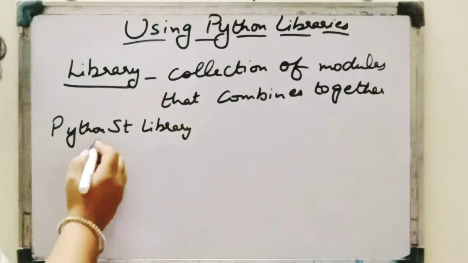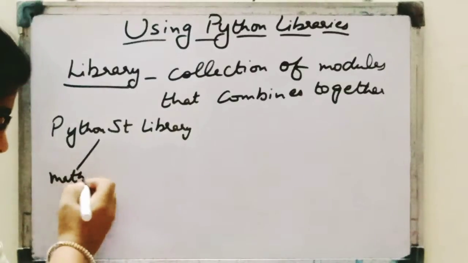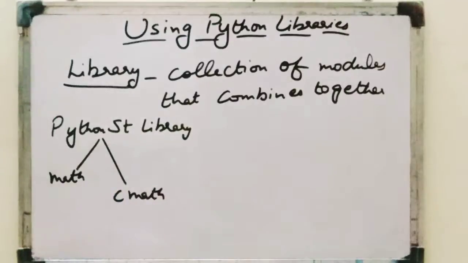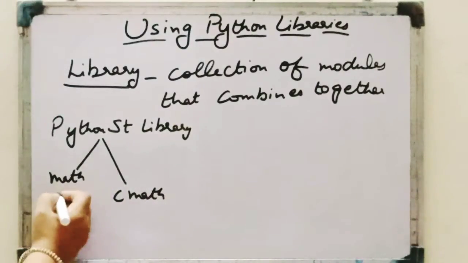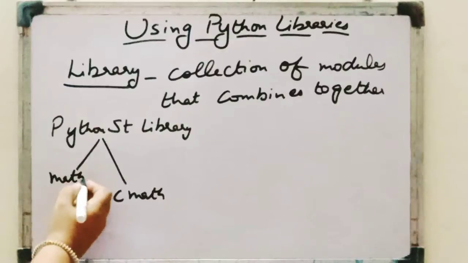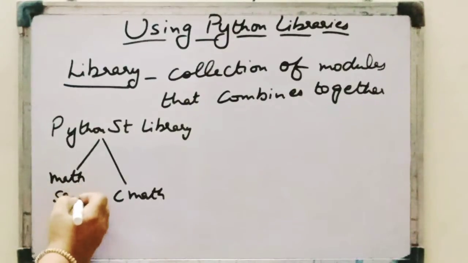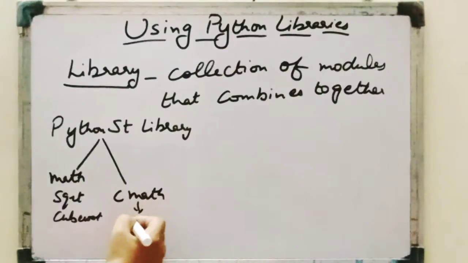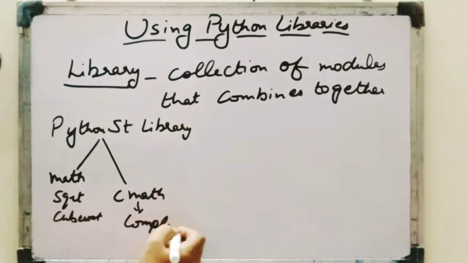So in this we have a math module and a cmath module. In the math module, we have different types of calculations. Like if I want to find out the square root or the cube root, all these things come under the math module. The cmath module is basically used for complex numbers. If I want to do anything on complex numbers, then we will use cmath.